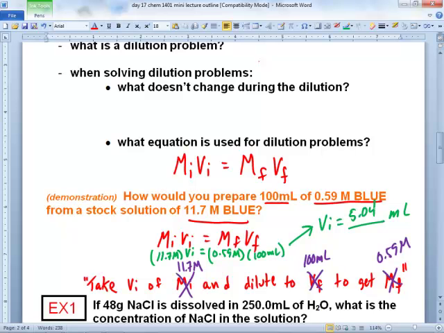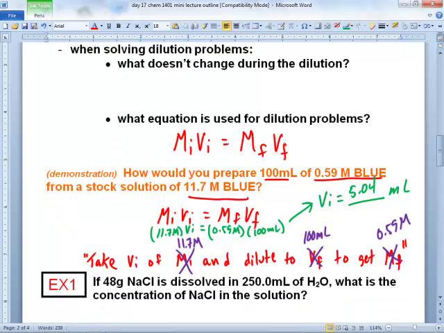I should probably label it and write 0.59 molar, but that's the point. Take VI of MI and dilute to VF to get MF. So remember that, and you won't have any trouble answering the how would you prepare part. Because just giving the answer of VI isn't enough. You have to say the whole story. Okay. And how do we know to use this equation in the first place? 2 m's. Good point. Good deal.